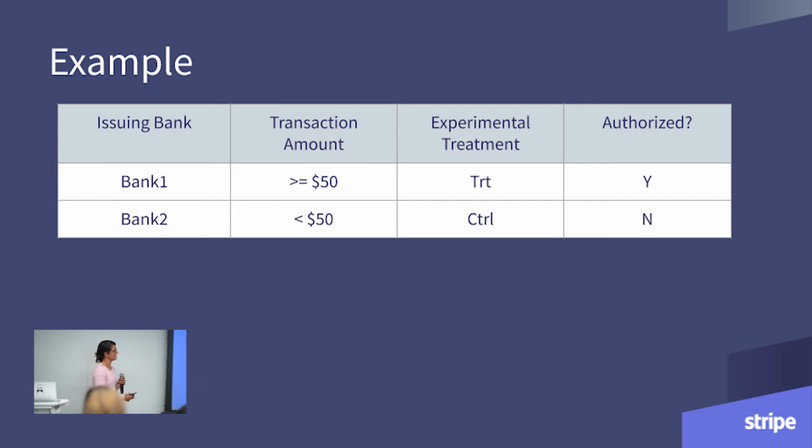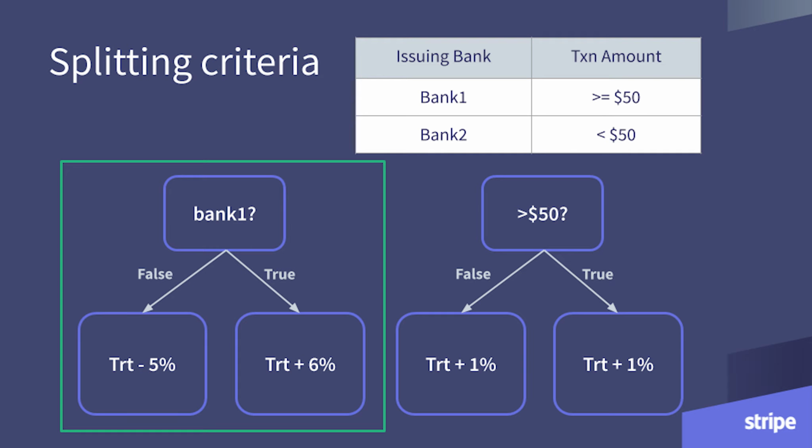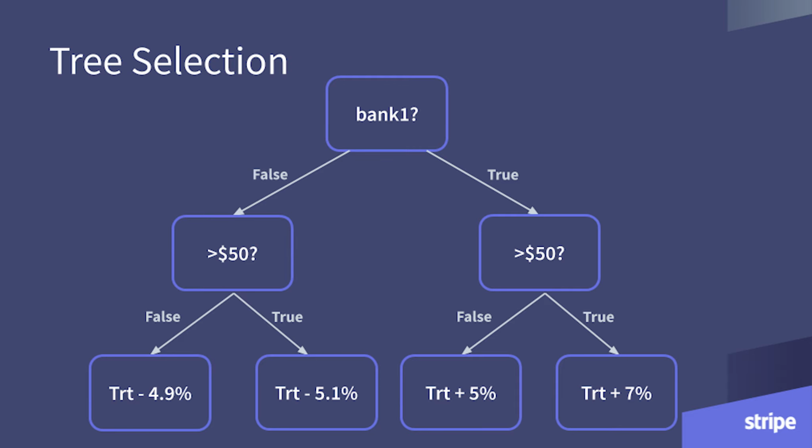Say we have a data set that has two features, bank and transaction amount. The way our algorithm works, at the top of the tree, we would split on the variable that gave us the highest magnitude treatment effects in each of the nodes coming off of the split. So in this case, we would split on bank first. As the algorithm continues, it'll traverse down the tree, making these splits, and without any optimization, it'll do so until it doesn't have any more variables to split on.